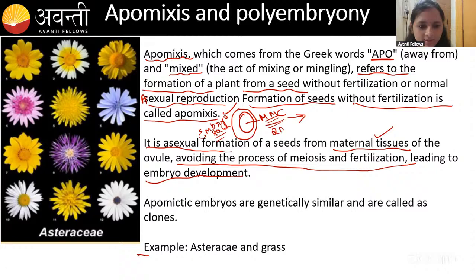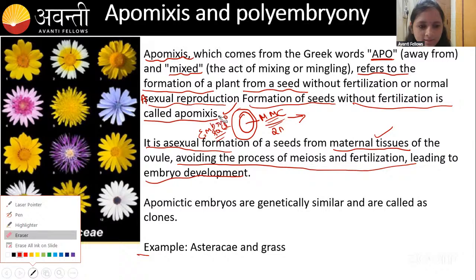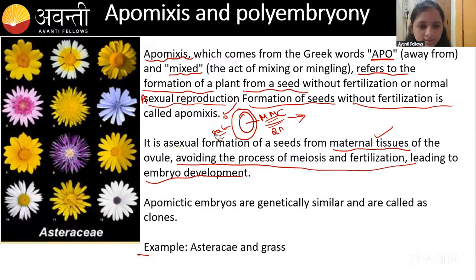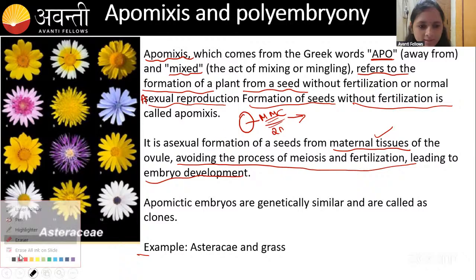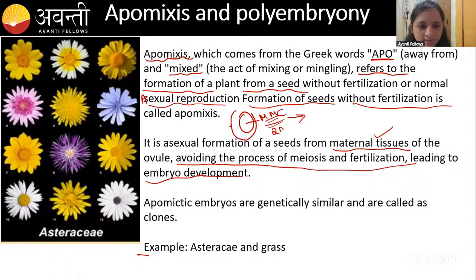For the production, sorry, this is the ovule, okay, not the embryo sac. So this is the ovule, right? In the ovule, nucellar tissue is there. Inside that there is nucellar tissue. Here, the megaspore mother cell is there. That is a diploid, right?